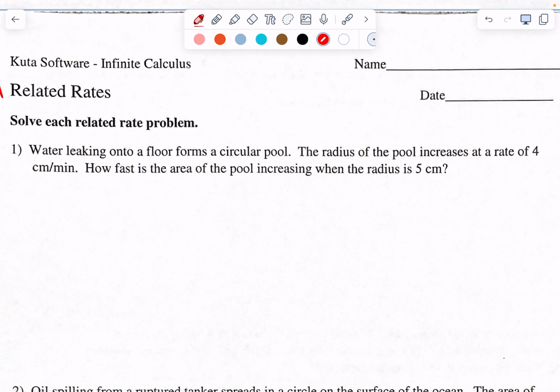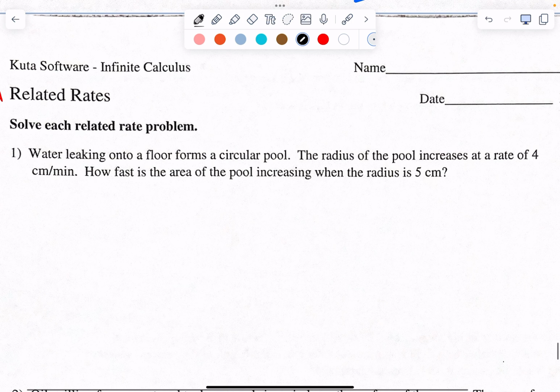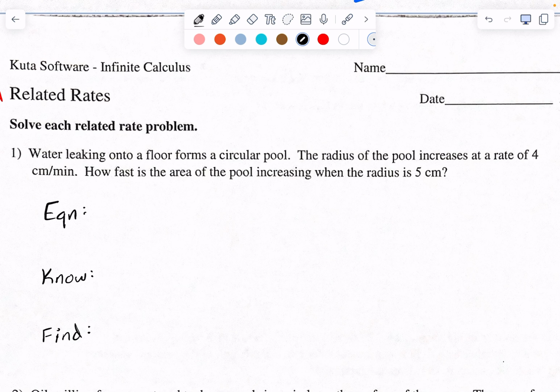Number 1. First of all, before we get to number 1, things that you need to look for. I always look for an equation, what I know, and what I'm trying to find. That helps me break this problem down a little bit. The equation you're using, what you know, and what you're trying to find hugely helps out.